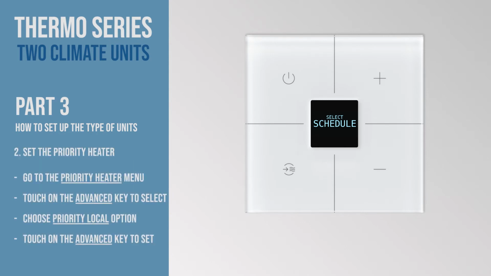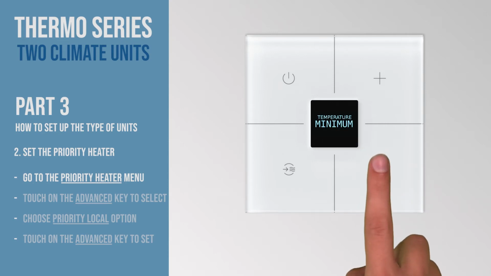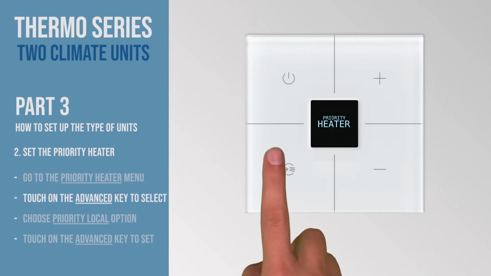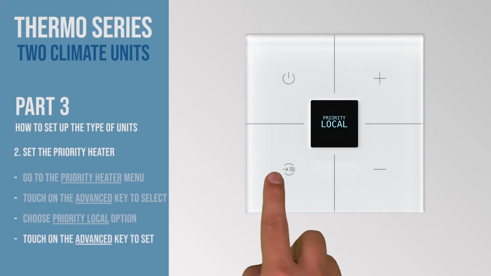The next step is to set the priority heater and the priority cooler. To do that, go to the priority heater menu. In this example, we'll define the fan coil unit as the priority system for heating and cooling. Touch on the advanced key to select. Now, move on to the priority local option, and touch again on the advanced key to set.